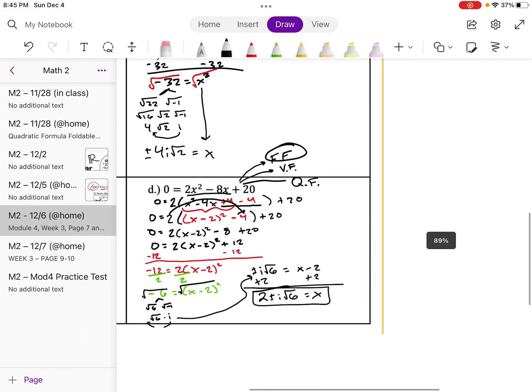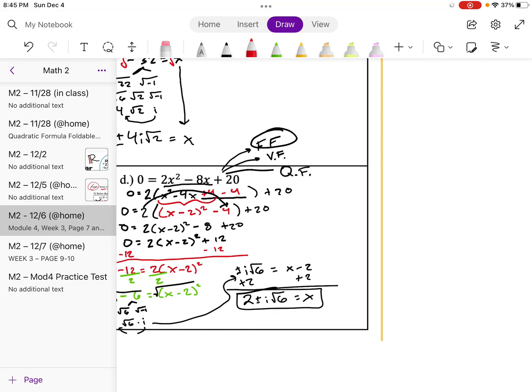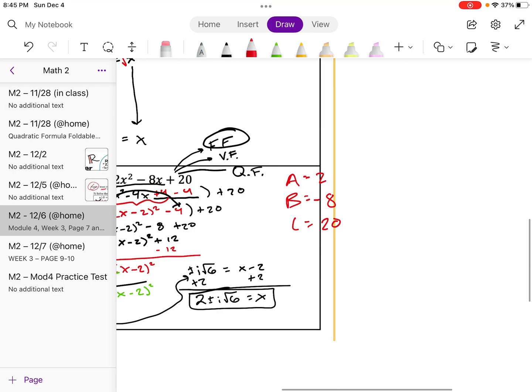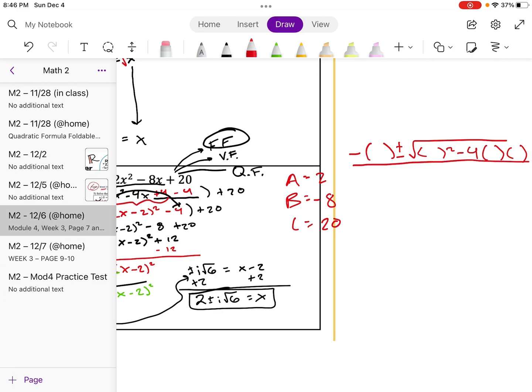So this one kind of works, but maybe if you want to do quadratic formula, you wanted to see how that would be. You could end the video right now or just watch the quadratic formula. So we've got a, b, c: 2, negative 8, and 20. So we've got negative b plus or minus the square root of b squared minus 4 times a times c all over 2 times a.